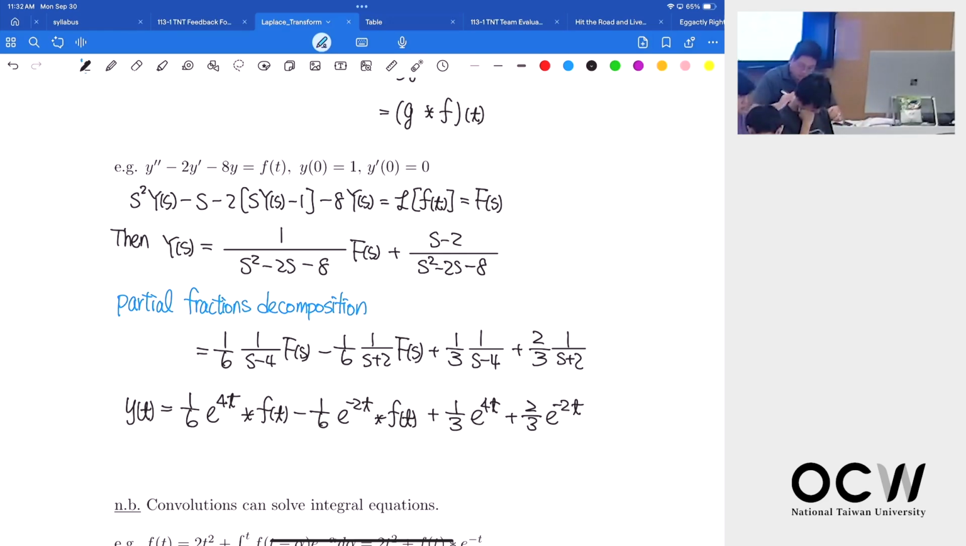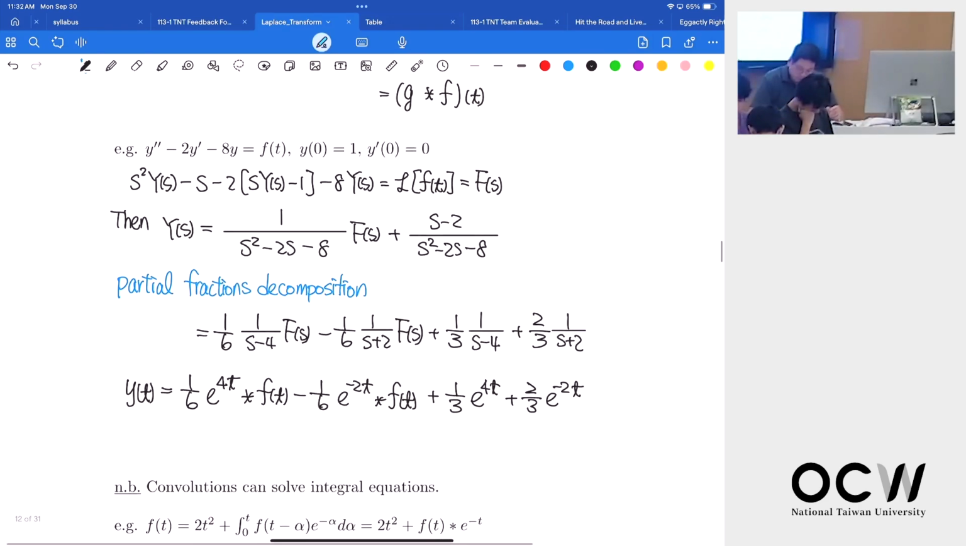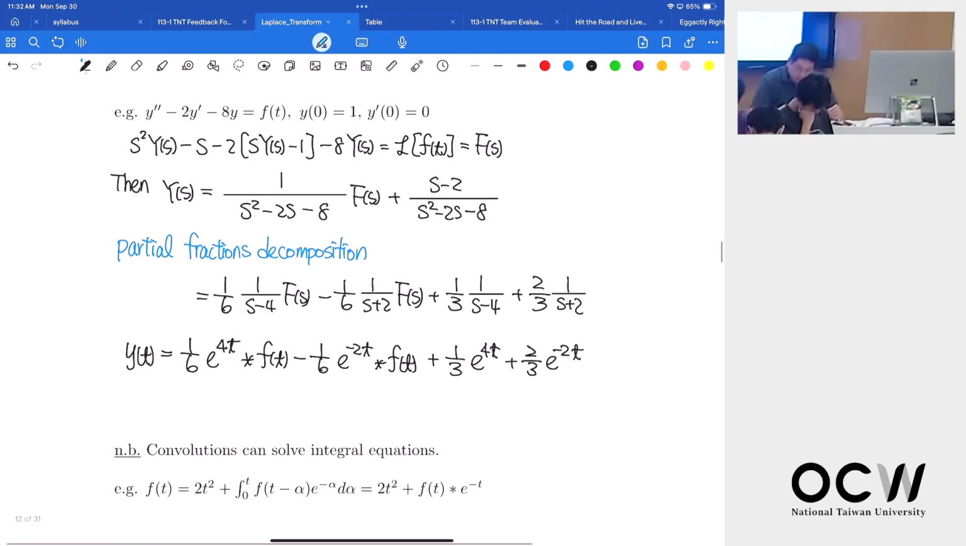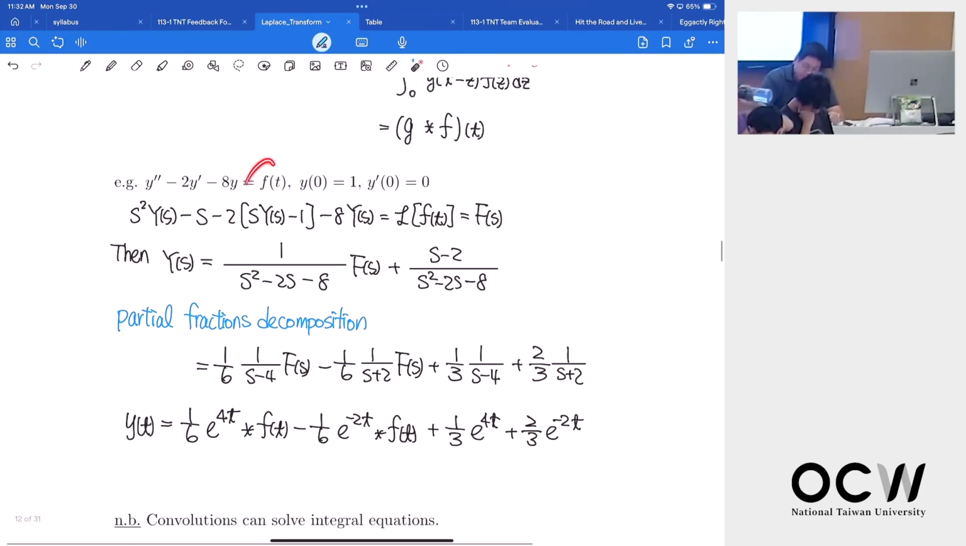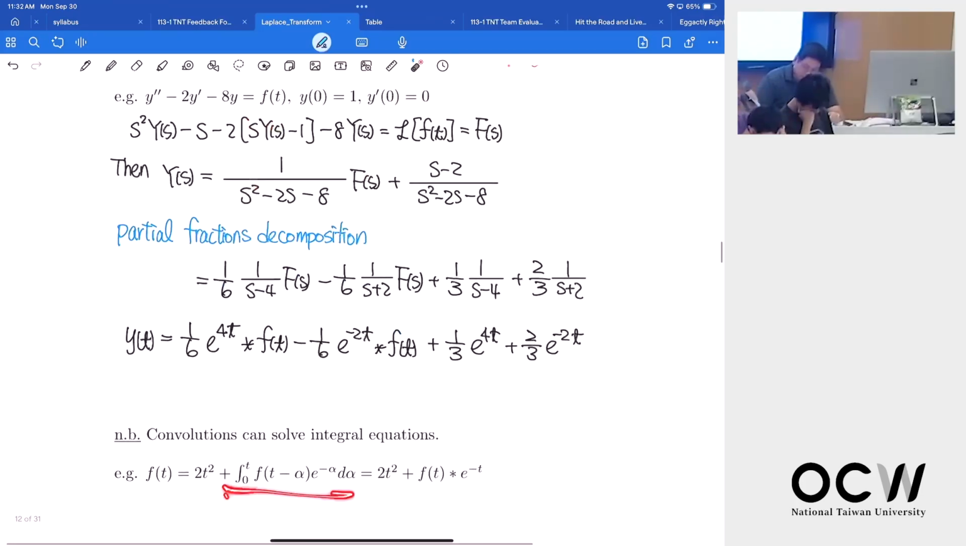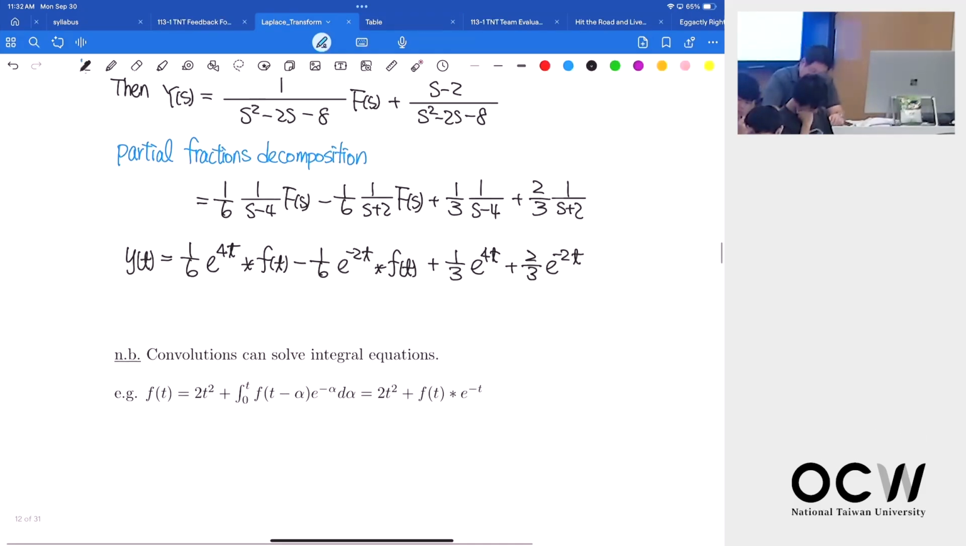We can also use convolutions to solve integral equations. If my forcing function has an integration, then we can think of this integration as a convolution. When we take the Laplace transform, this becomes a multiplication. So, take the Laplace transform.